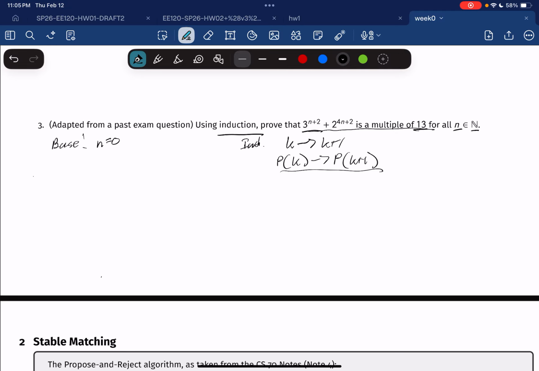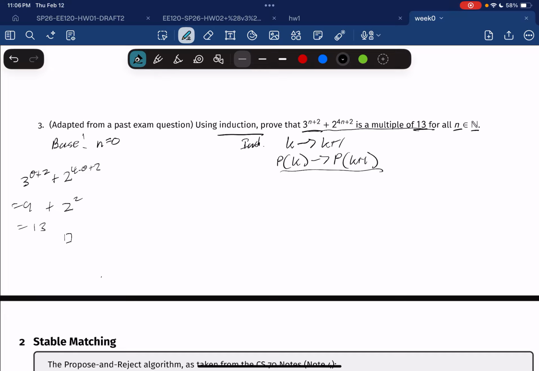In our base case, n is equal to 0. So if we plug in n to be 0, we get 3^(0+2) + 2^(4*0+2). This gives us 9 plus 2 squared, which is 13. And we see that trivially, 13 is a multiple of 13. So our base case is complete.